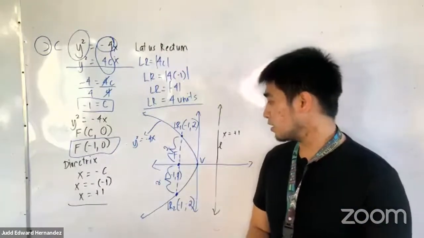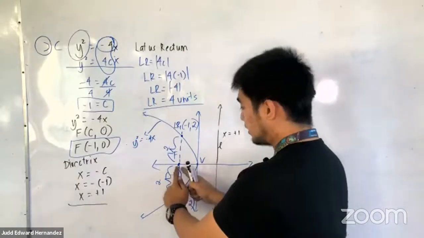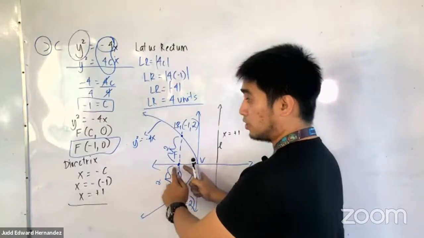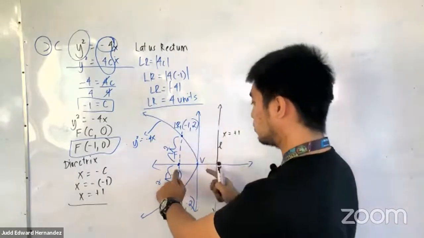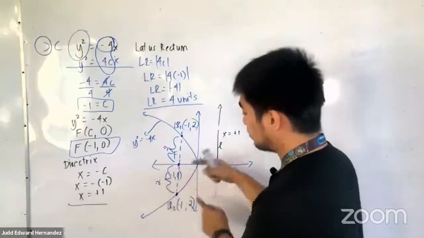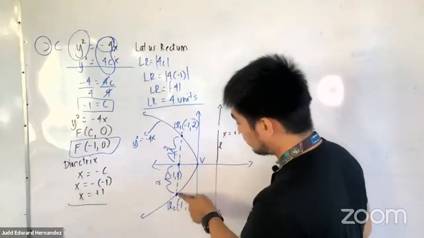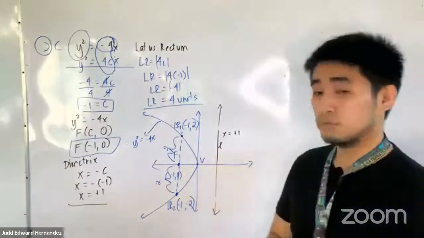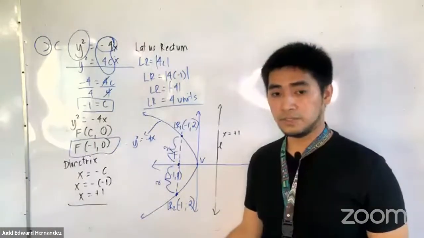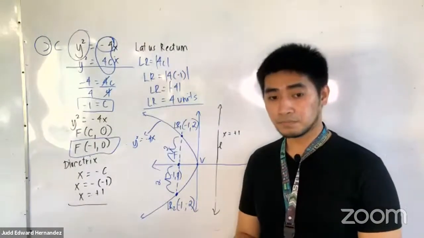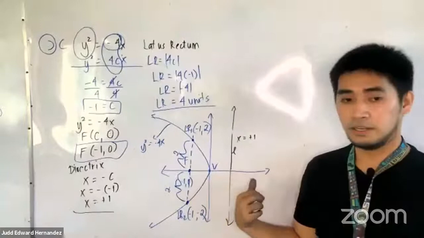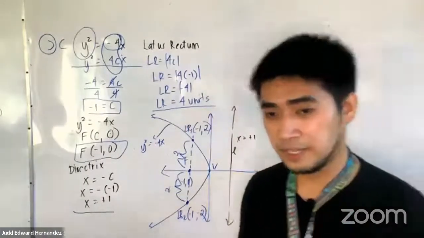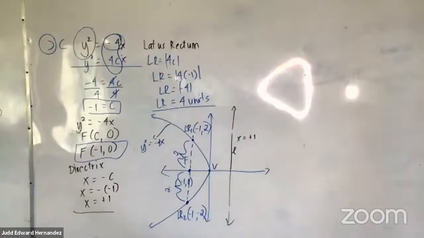The ends of the latus rectum is located at negative 1 kasi yun yung location ng focus. Negative 1, umangat siya ng dalawa, therefore positive 2. And the other end is from negative 1, bumaba siya ng dalawa, therefore that is negative 2. Questions? I hope this is clear. Maliwanag? Questions regarding this one? Wala naman. Okay, let's have another example.